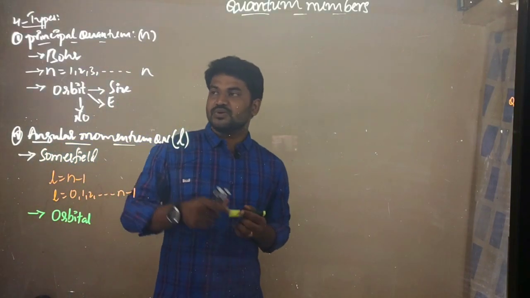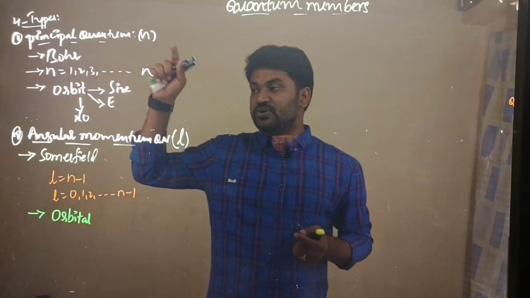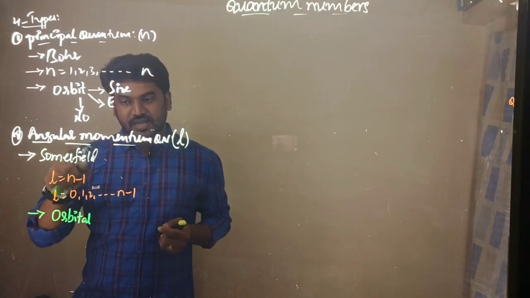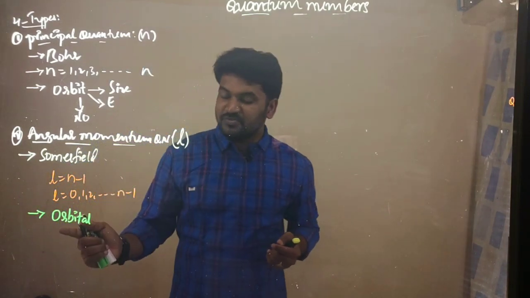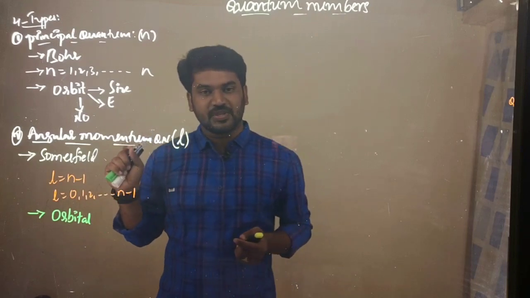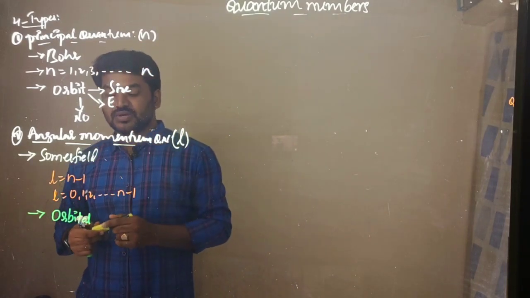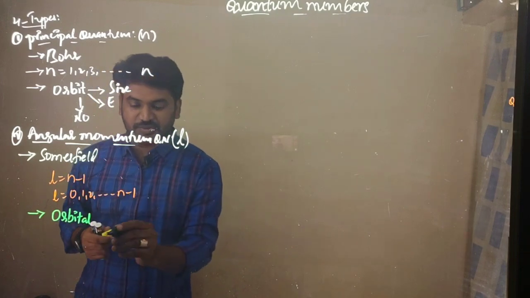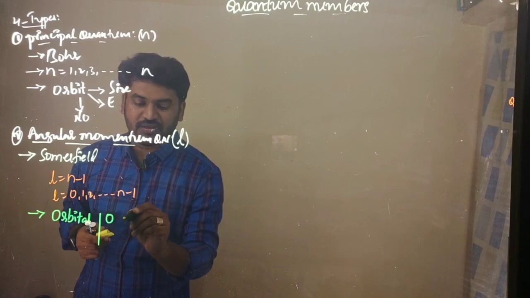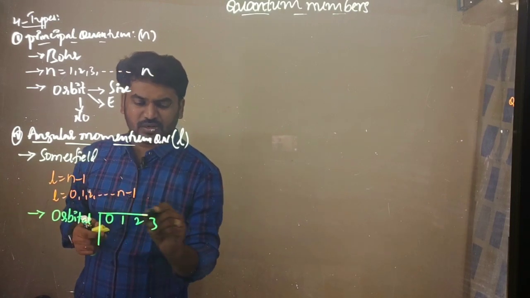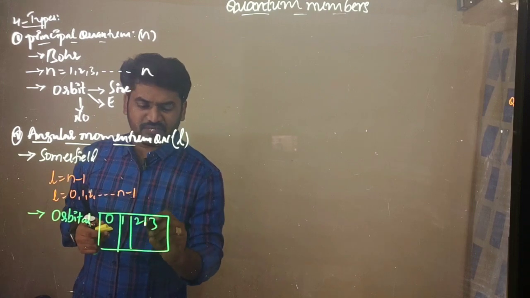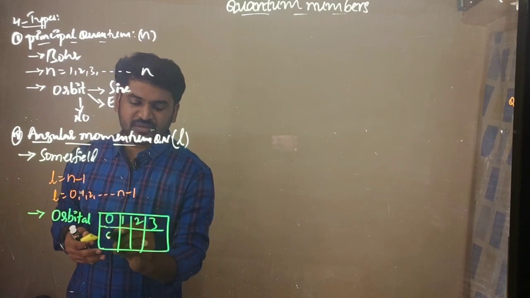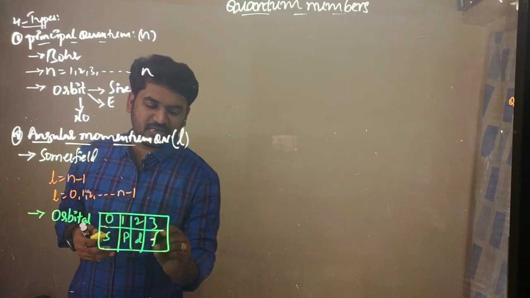The principal quantum number gives the information about the orbit. Here, the angular momentum quantum number gives the information about the orbital. Remember carefully, orbital. Till now we are using only the orbitals 0, 1, 2, 3, because in the ground state we can fill up to these numbers. We can represent them with s, p, d, f.